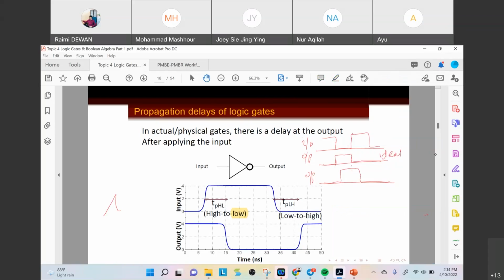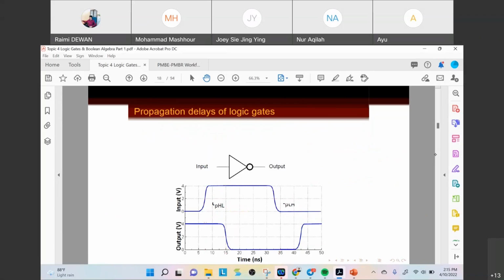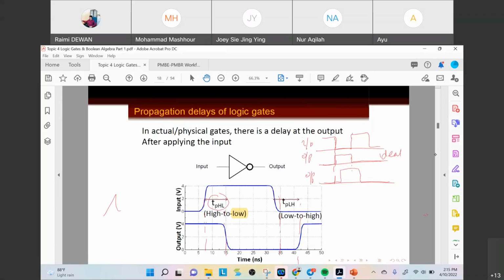Okay, now we have this time. This is the time for changing from high to low, and this is the time for lagging from low to high. So you can see there is also time here, the time delay, the propagation delay. So this is the time from low to high, written tPLH, and this one is tPHL, high to low.